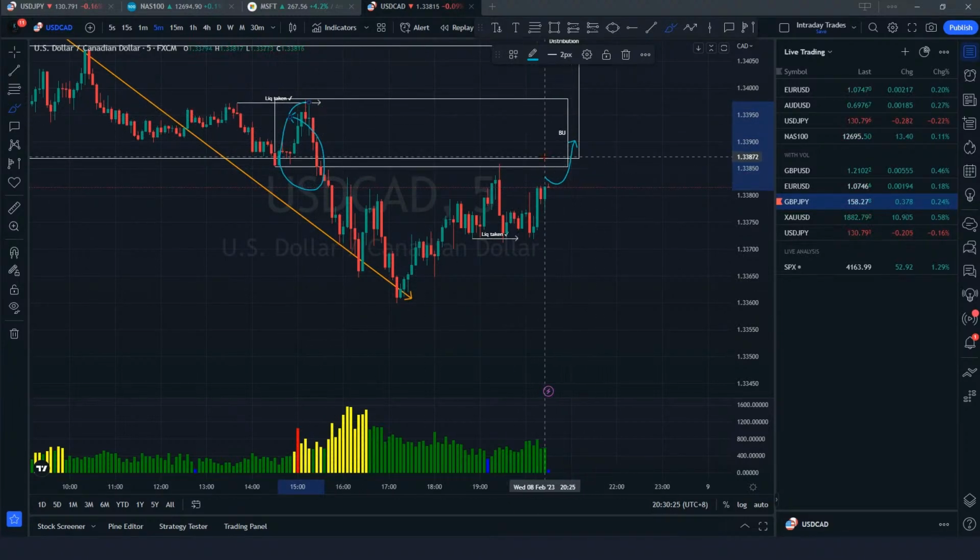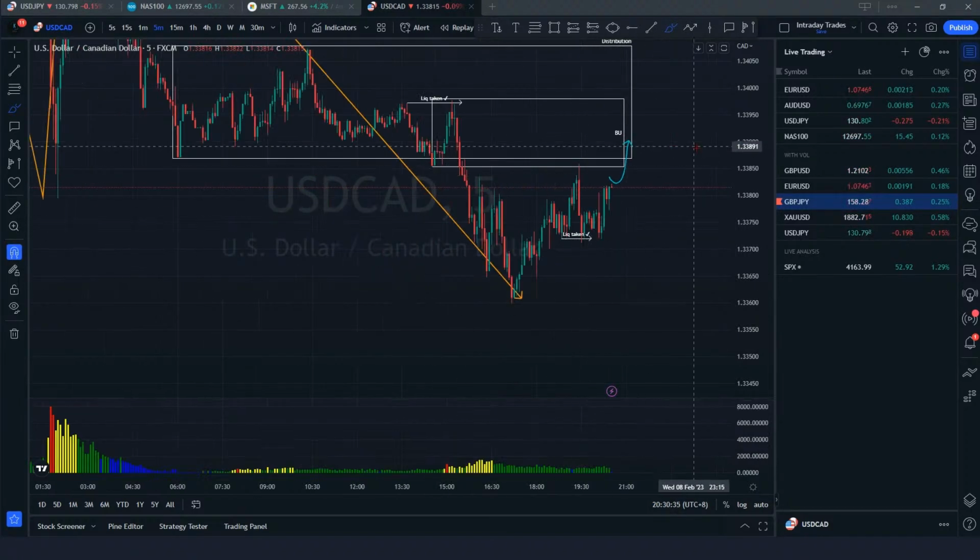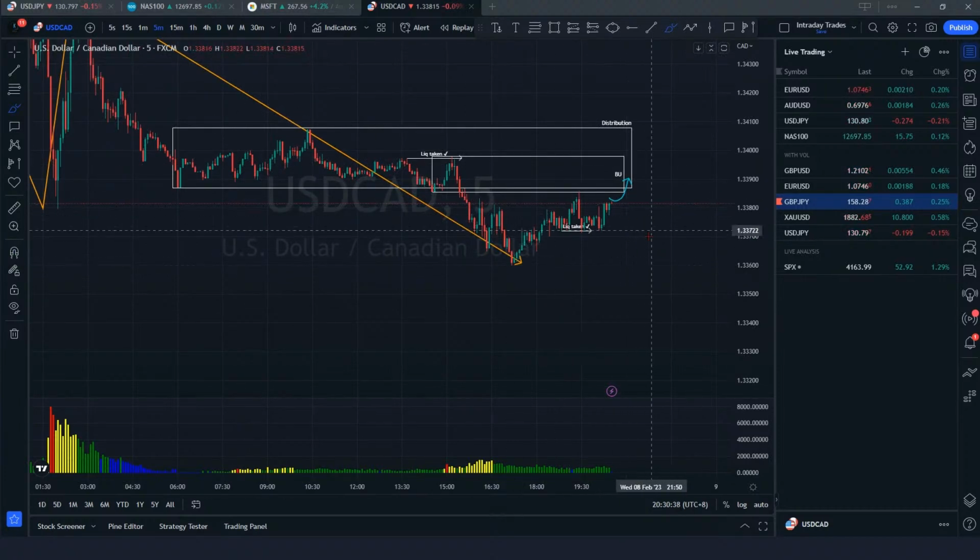So I would look for confirmation to go short if we take out these highs. But the overall bias for this pair is yes, to go lower.